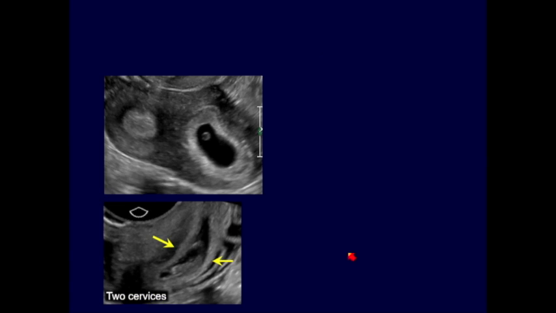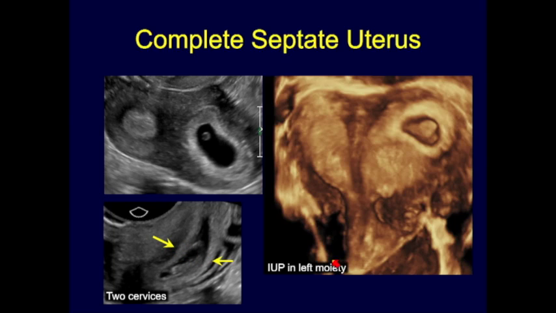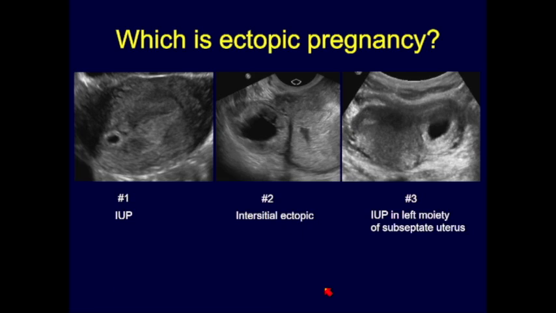So how about this case? It looks like there are 2 endometrial canals. There is a rim of myometrium around this gestational sac. There's some bulging of the uterine contour. This is pointing to 2 different cervical canals. This was an IUP in the left uterine moiety of a complete septate uterus. So in which of these is an ectopic? It was number 2.